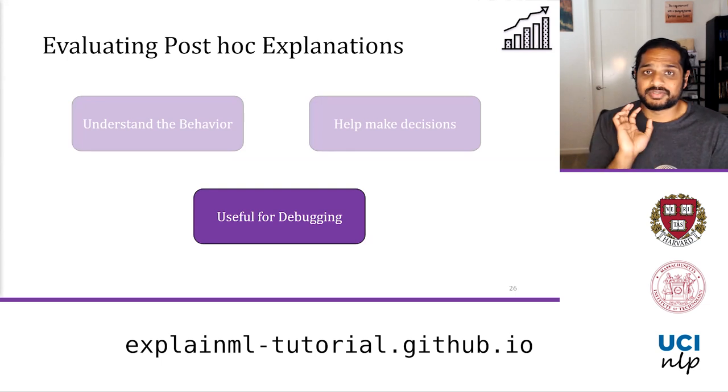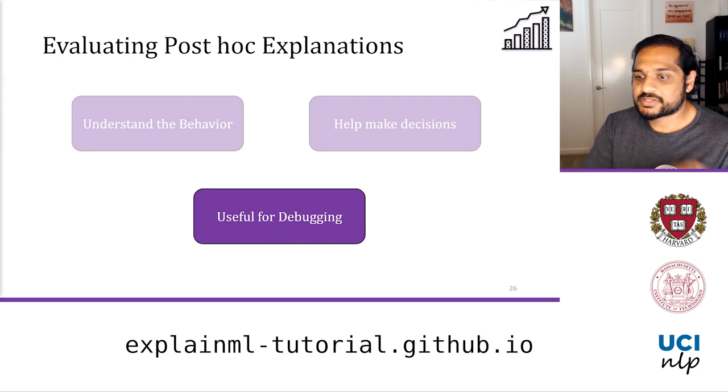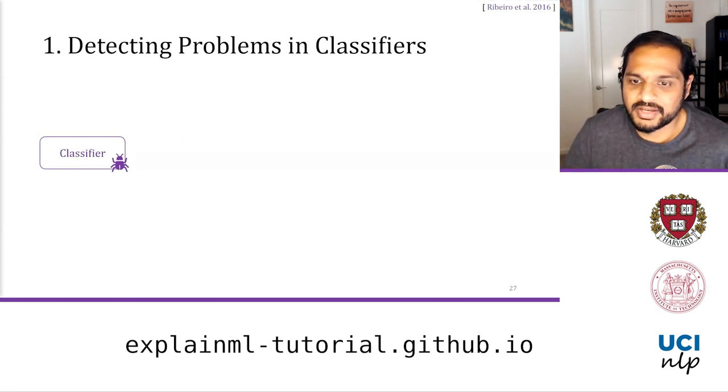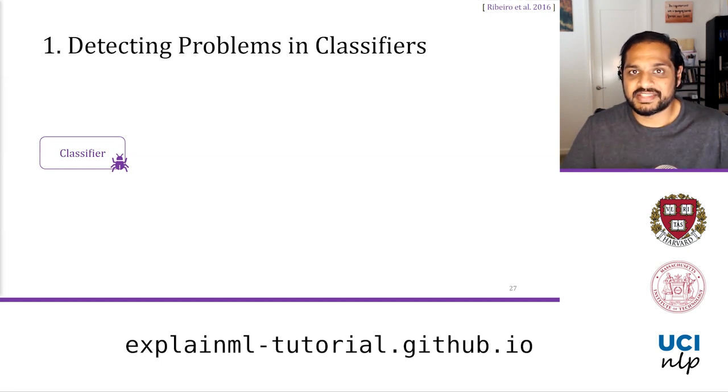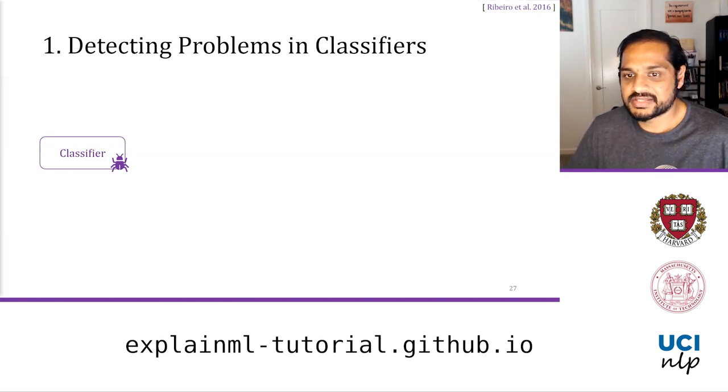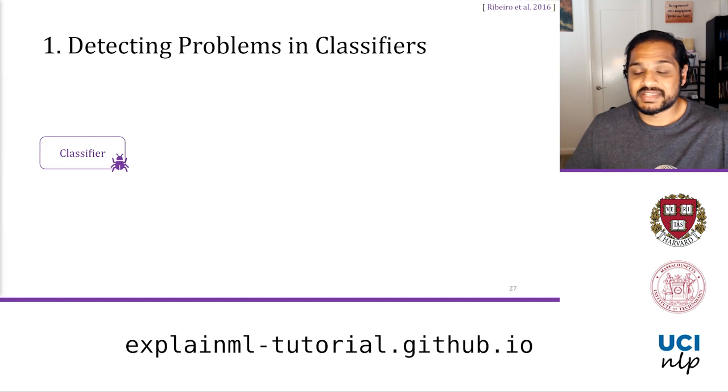Okay, so that was a couple of examples of how to understand the behavior of the models. Let's talk about how we can use these explanations for debugging and essentially how that is a way to evaluate these explanations. There are four different ways of doing this. I'm gonna quickly walk through what they look like. In a lot of these cases, the goal is to create a buggy classifier. So in this case, that's what this bug on a classifier represents. And what you want to know is, is the user able to figure out what this bug is?